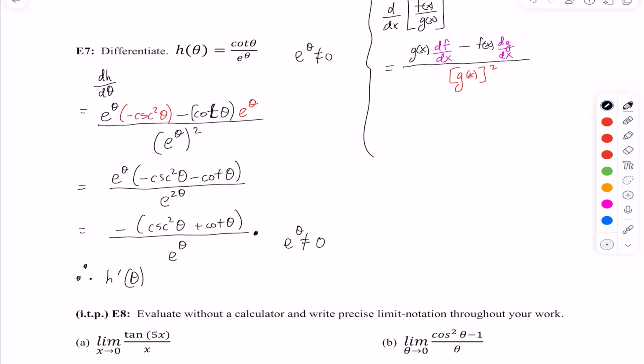Make sure you conclude your derivative with function notation. So go ahead and switch back to the prime notation.